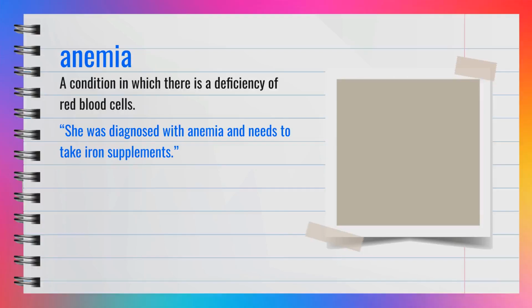The word anemia, A-N-E-M-I-A, is a noun. It refers to a condition in which there is a deficiency of red blood cells, pronounced anemia. A synonym can be iron deficiency. For example, in the sentence, she was diagnosed with anemia and needs to take iron supplements. It means she has been diagnosed with a condition due to a lack of red blood cells and needs to take iron supplements. To summarize, anemia is a medical condition caused by low red blood cells.